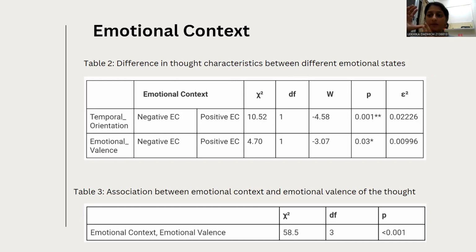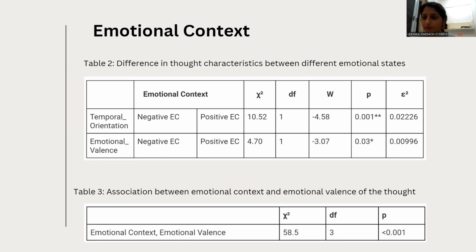thoughts that had happened when the participant was feeling positive, and the thoughts that had occurred when the participant was feeling negative. And we also asked the participant to report the balance of the thought. So first they're stating what emotion they're currently feeling, and then they're stating the thought that they had, whether it's positive or negative. So what we found was that there was a clear difference between positive emotional context and negative emotional context. And we also found out that these contexts were correlated.